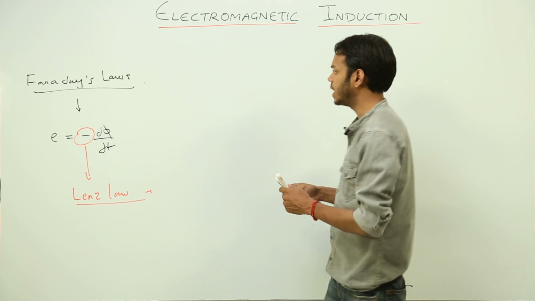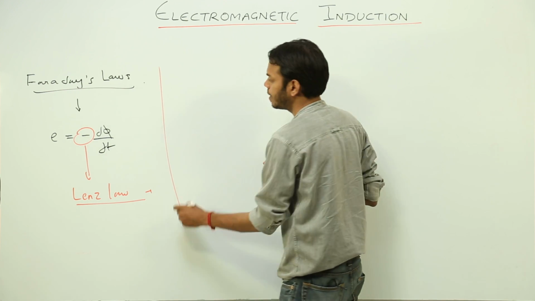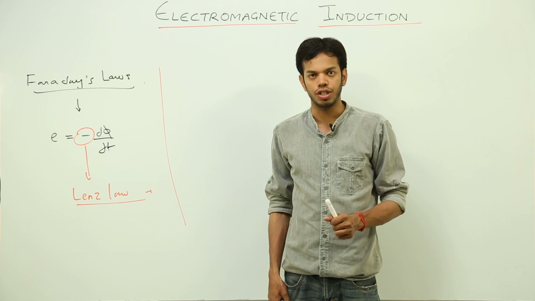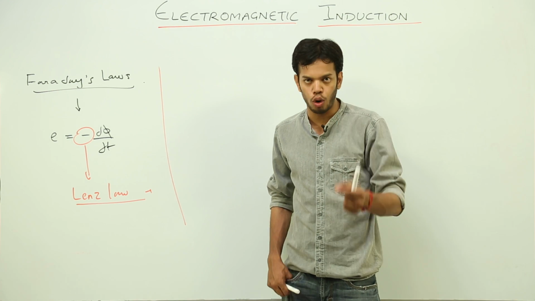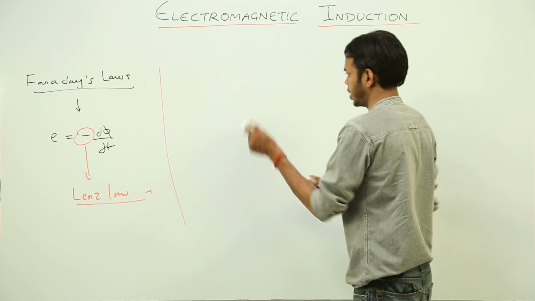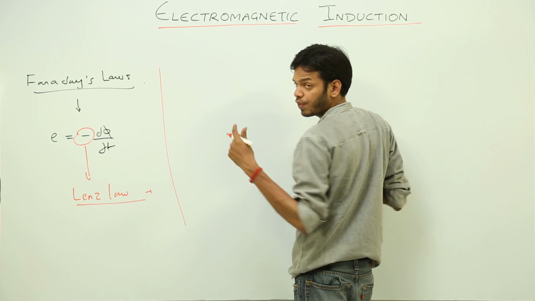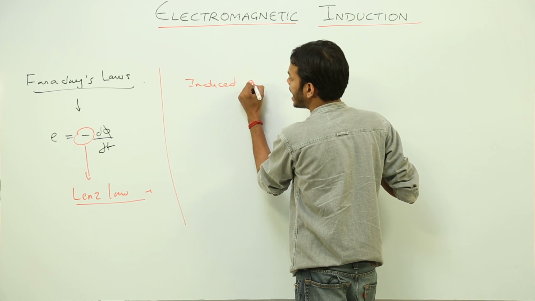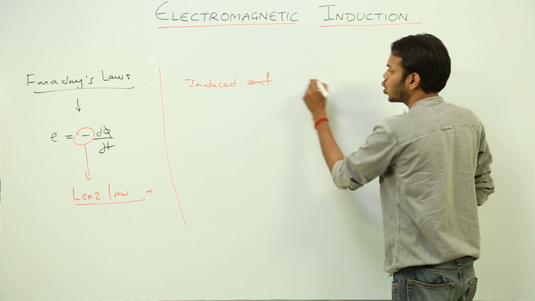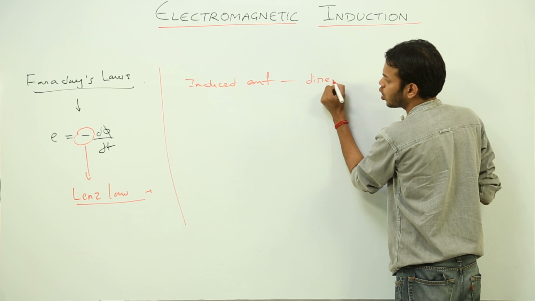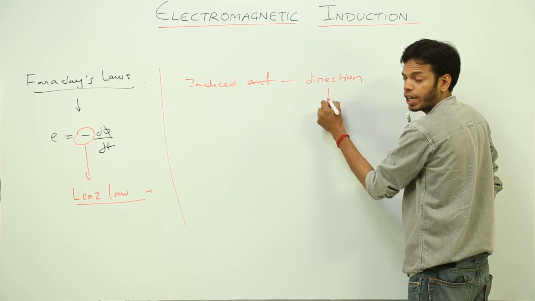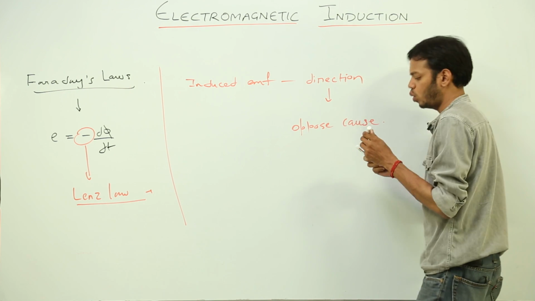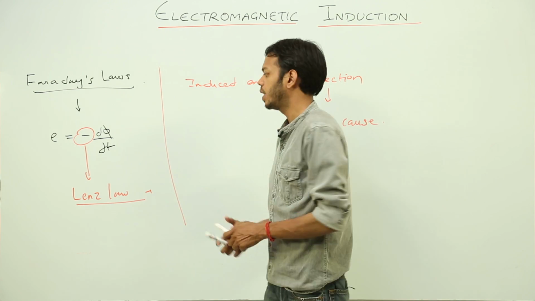What is Lenz's law? See, note down the statement. Lenz's law states that induced EMF always appears in such a direction so as to oppose the cause responsible for its production. A few important points in this: induced EMF always appears in such a direction so as to oppose the cause responsible for its production. This is how induced EMF is to be formed.